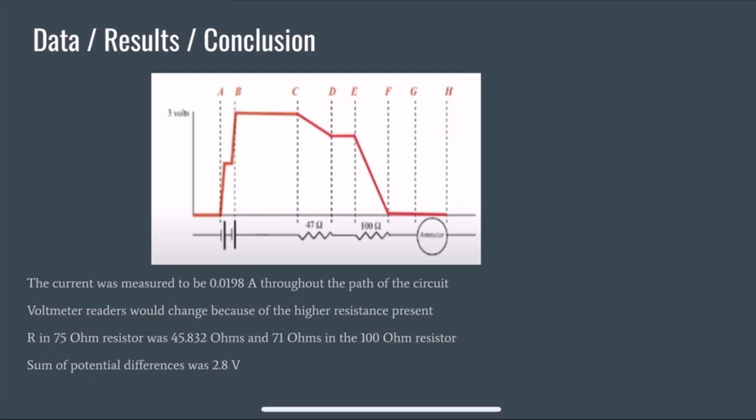Data and results. So this graph pretty much just shows all of that. The current was measured to be 0.0198 amps throughout the path of the circuit, and the voltmeter readings would change because of the higher resistance. The resistance in the 75 ohm resistor was 45.832 ohms, and then 71 ohms within the 100 ohm resistor. And the potential differences, like we mentioned before, were 2.8 volts.